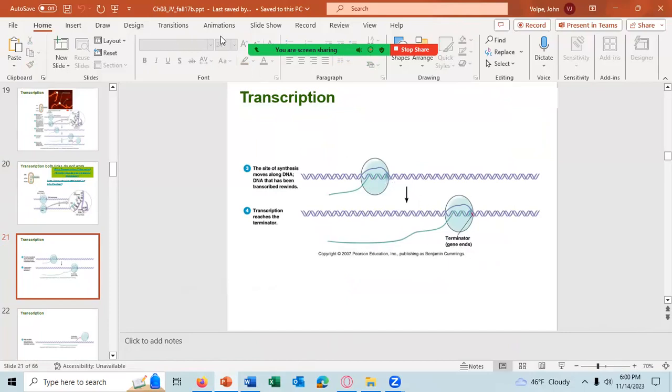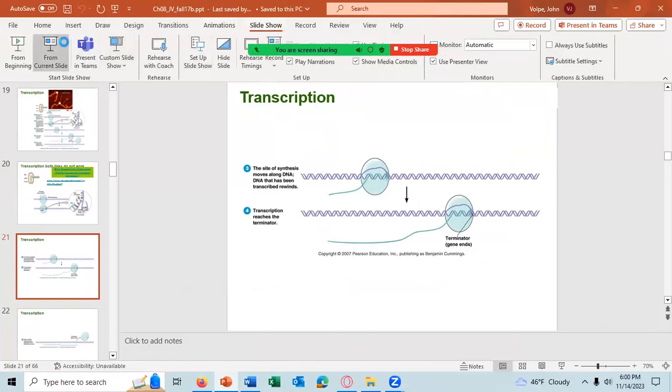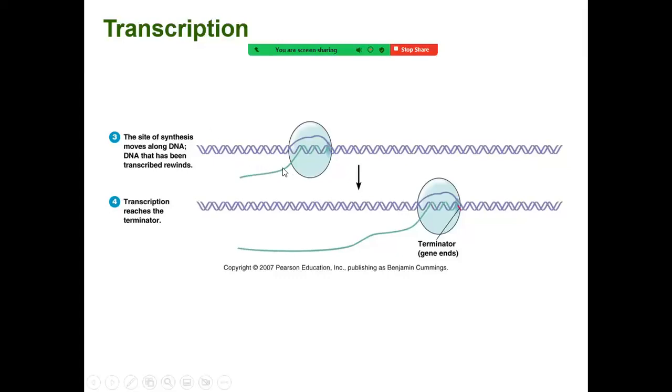Let me blow this up. You can see that initially the green is the RNA. Initially, the RNA is pairing to the DNA, but later on, the RNA is not pairing to the DNA. And that's the other single strand of DNA, and this is the single strand of DNA that's being transcribed.